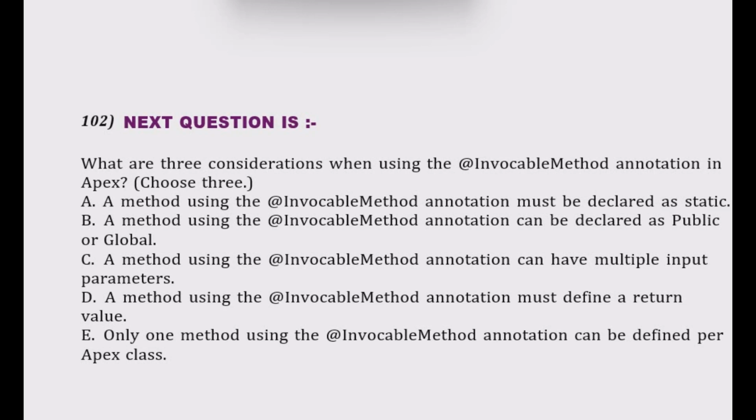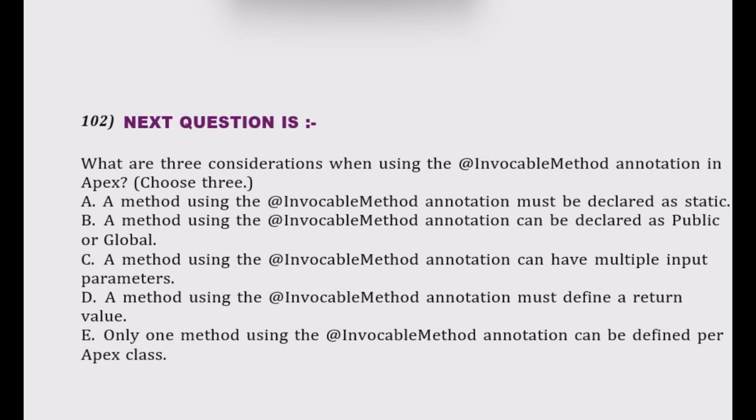Question is, what are three considerations when using the @InvocableMethod annotation in Apex? Option A. A method using the @InvocableMethod annotation must be declared as static. Option B. A method using the @InvocableMethod annotation can be declared as public or global. Option C. A method using the @InvocableMethod annotation can have multiple input parameters.